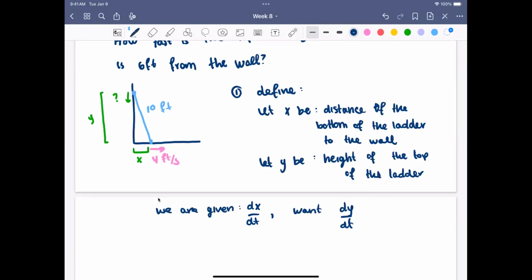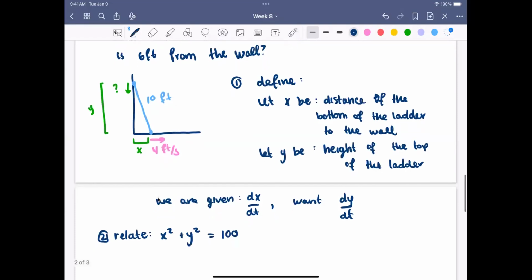Okay, so for our next step, we have to relate the quantities x and y. So how could we do that? I think this is the hardest step sometimes. Yeah, use the Pythagorean theorem. Yeah, exactly. So the Pythagorean theorem will give us a way to relate x, y, and the hypotenuse of the triangle. So we get x squared plus y squared is equal to 10 squared, which is 100.